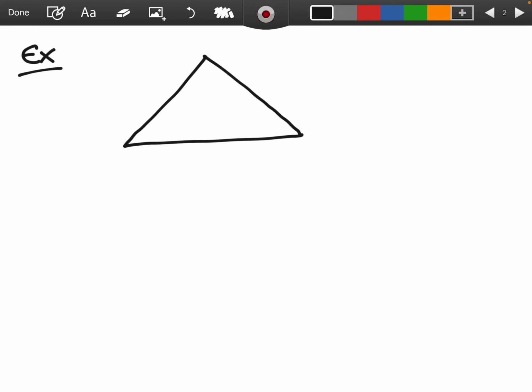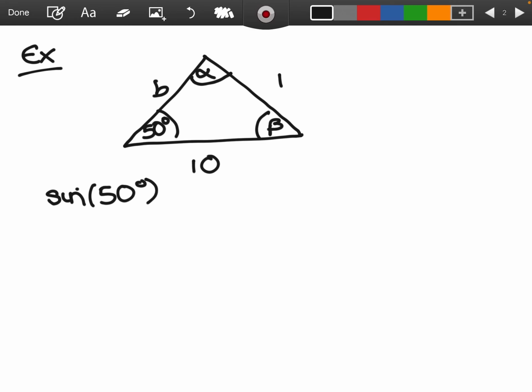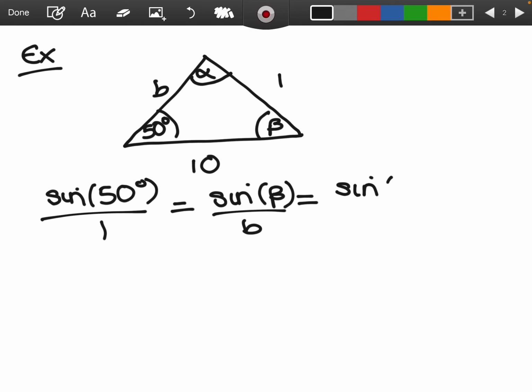So if I draw this out, I am given the two sides 1 and 10, and I know that this angle here is 50 degrees. I don't know this angle here, I'll call it alpha, and I'll call this angle beta, and I don't know the side B. Okay, so I've got to solve this triangle, and I'm going to use the law of sines. So I know that sine of 50 degrees divided by the side opposite it, which is 1, is equal to sine of beta over B, which is equal to sine of alpha over 10.